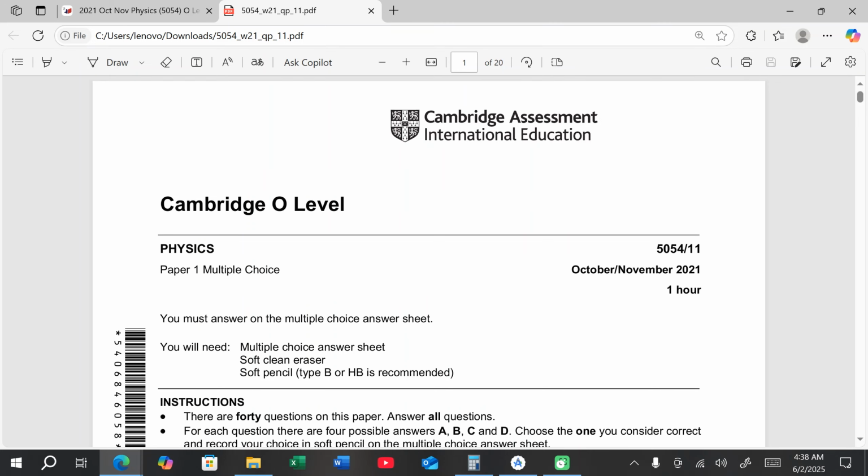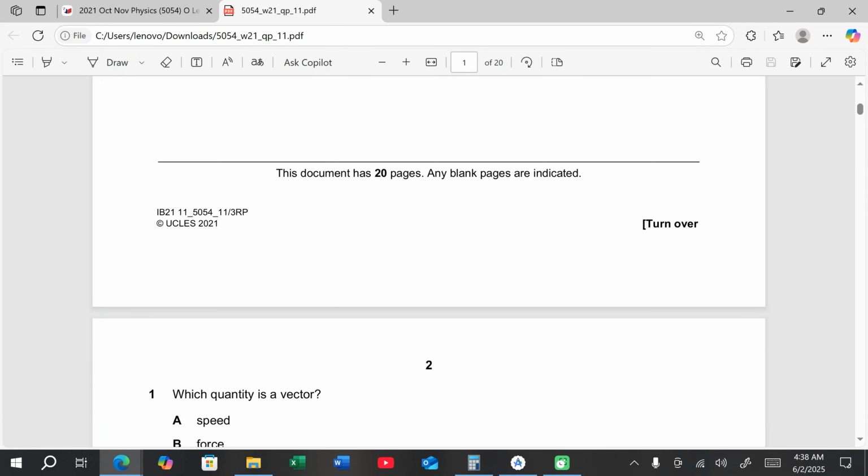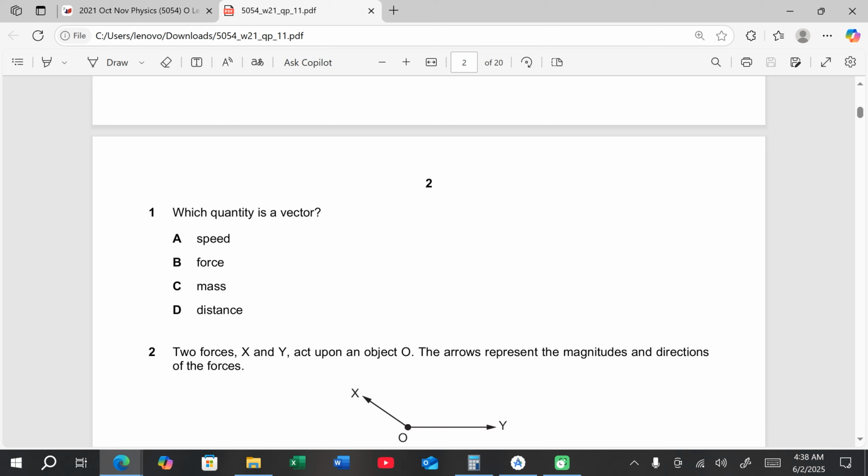So let's start with question number 1. It says, which quantity is a vector quantity? As you know, scalar quantities have only a magnitude, while vector quantities have a magnitude as well as direction. Therefore, we choose the quantity which has a direction as well. So force is the vector quantity. Otherwise, speed is a scalar, mass is a scalar, and distance is a scalar.